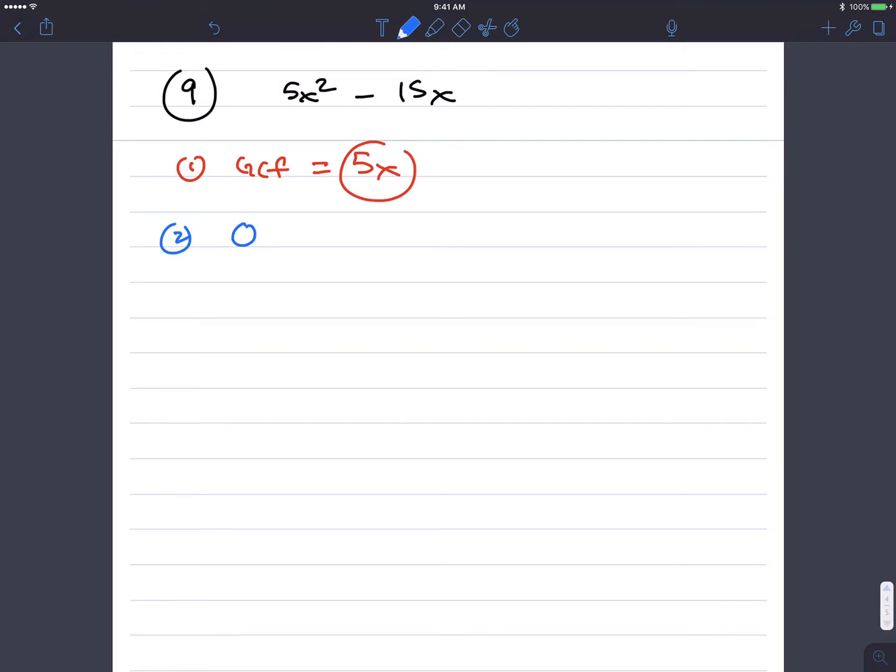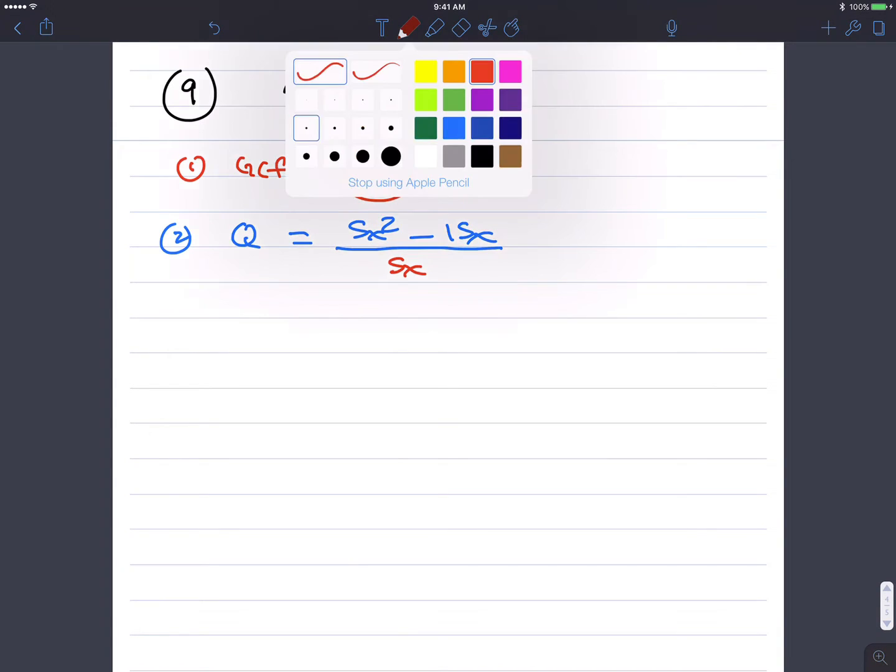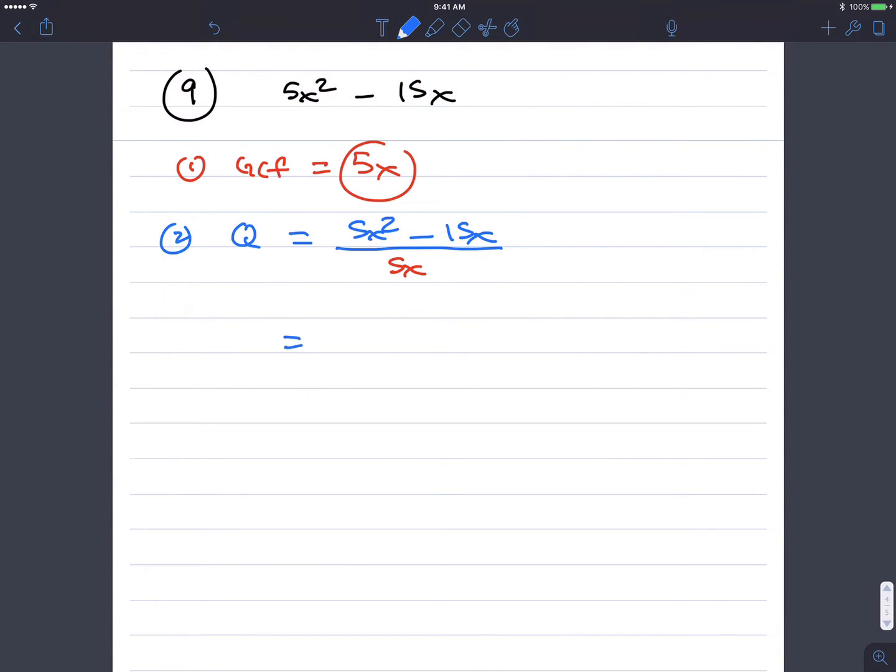Let's get the quotient. Our quotient's going to be 5x squared minus 15x, everything divided by my GCF, 5x. So I get 5x squared divided by 5x minus 15x divided by 5x. Let's do our division. 5 and 5 cancel. X squared divided by x, what do you get? That's x. Minus, my x's cancel. What's 15 divided by 5? That's 3.